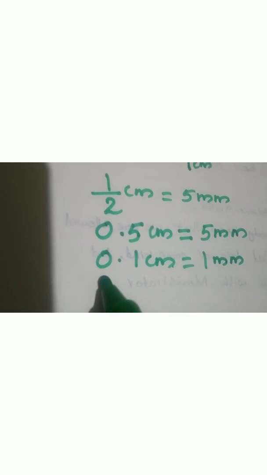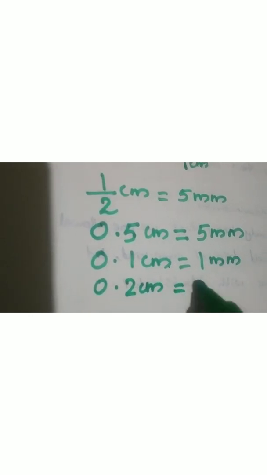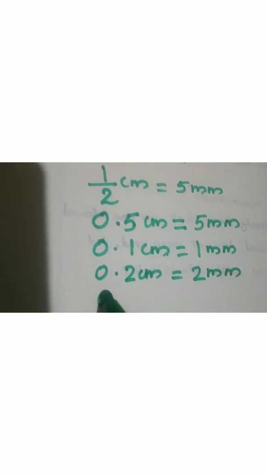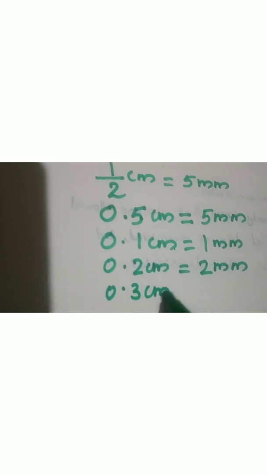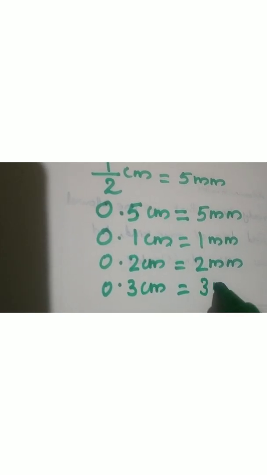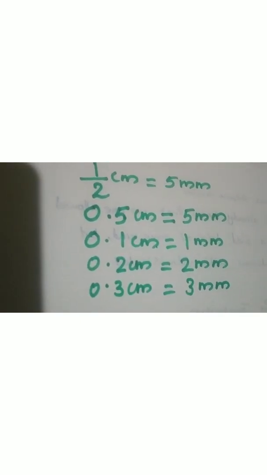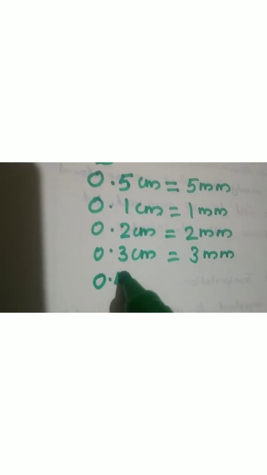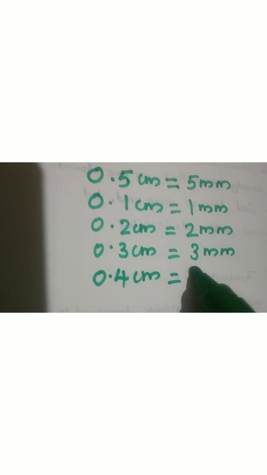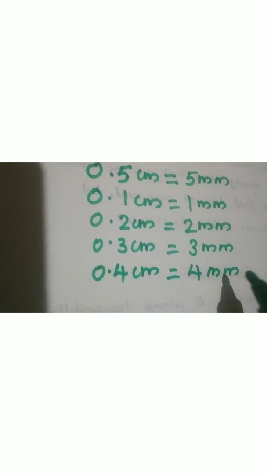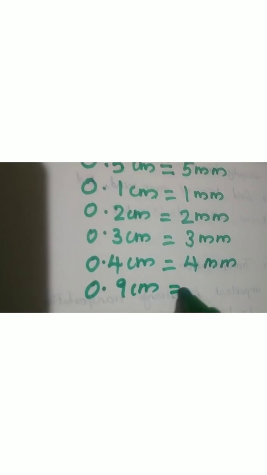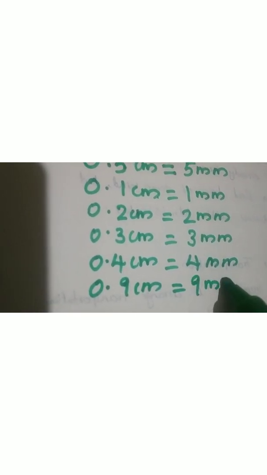So we can say 0.2 centimeter will be 2 millimeter. Then 0.3 centimeter will be 3 millimeter. Okay. Then 0.4 centimeter is equal to 4 millimeter. Like that way, 0.9 centimeter will be 9 millimeter.